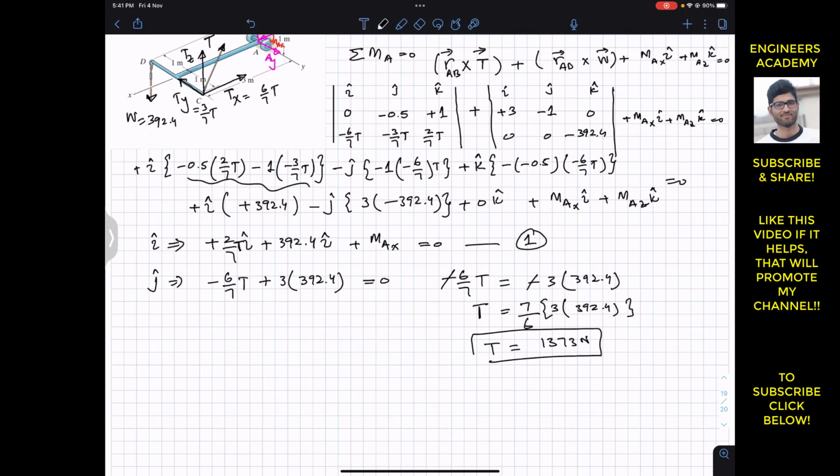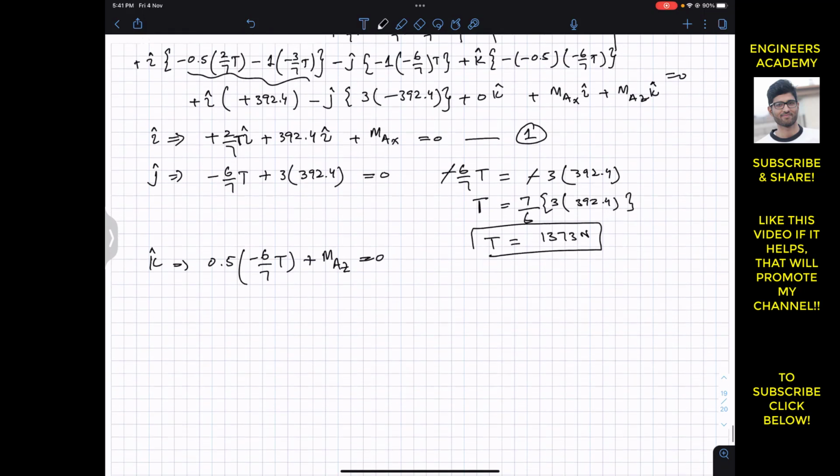Similarly, if we add up all the k components, all the moments about the k, so this term we will write minus into minus plus 0.5 into minus 6 divided by 7t, and then we have this k component, this is maz, so plus maz, this is equal to 0. And from this we can say that the reaction moment at A about the z-axis will be equal to plus 6 divided by 7 into 0.5t.